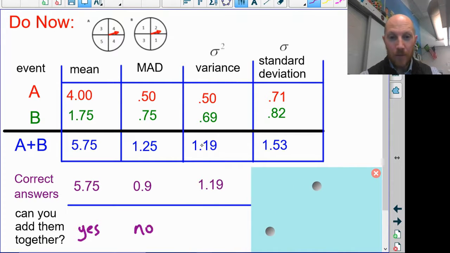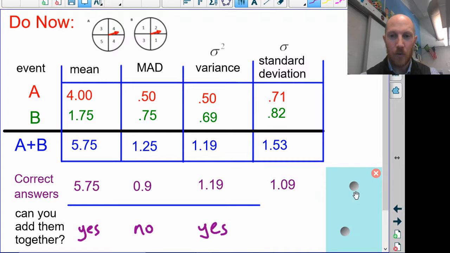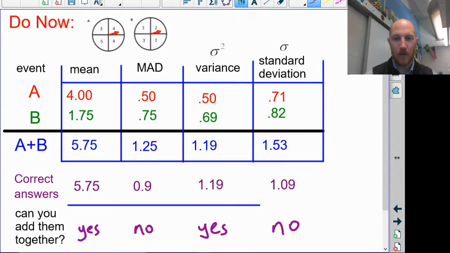For the variance, 1.19 both times. I could recalculate with the bigger sample space or just add the variance. And with the standard deviation, just adding those two standard deviations together, I got 1.53, but the correct answer is 1.09. And so that does not give us the same answer.